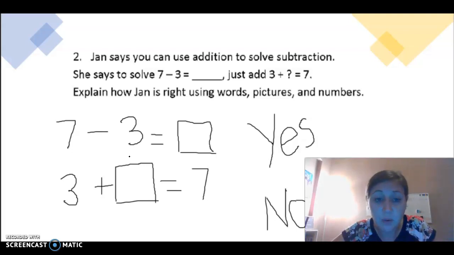All right, go to the next problem and see if you can use addition to help you solve subtraction. Remember, you can always come back to the video if you need to listen again or if you need help.